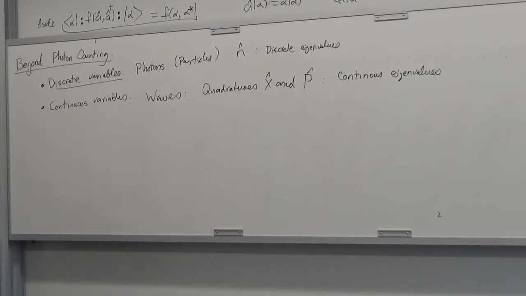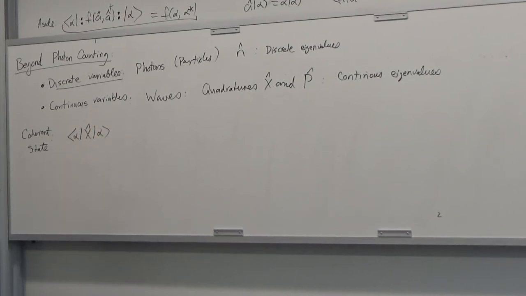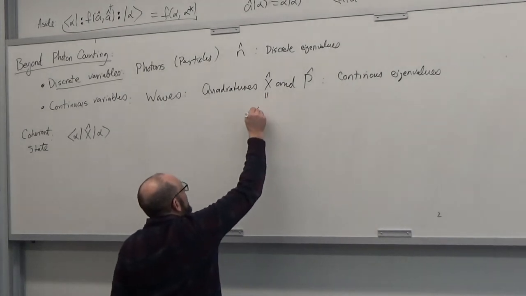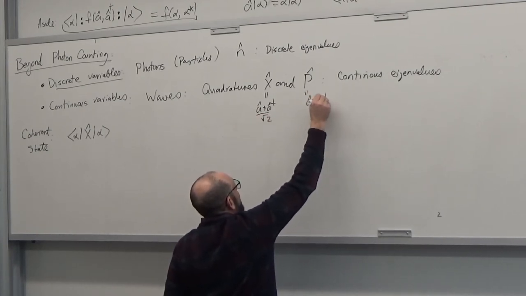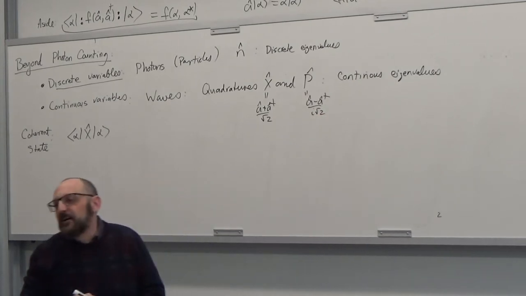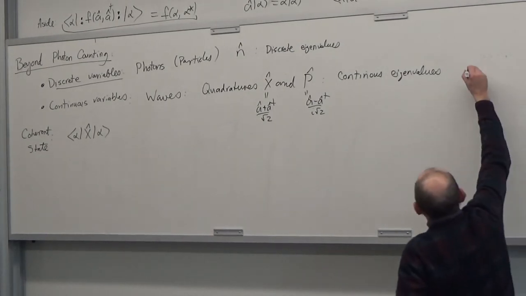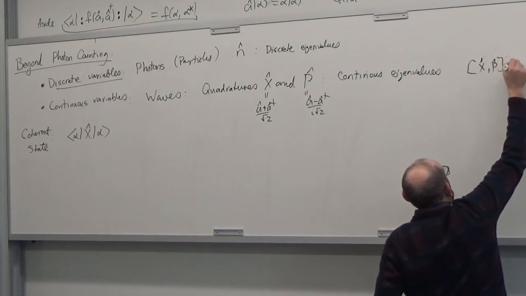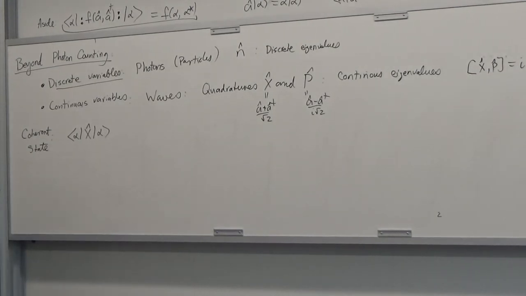So, let's just quickly remind ourselves for a coherent state, what is the expected value of x? Let me just remind you, of course, x is (a plus a dagger) over root 2, and p is (a minus a dagger) over i root 2. The root 2 here is a particular convention, as we've written, such that the commutator of x with p is i, and not i over 2. H bar is effectively 1 in these units. So, what is this equal to?